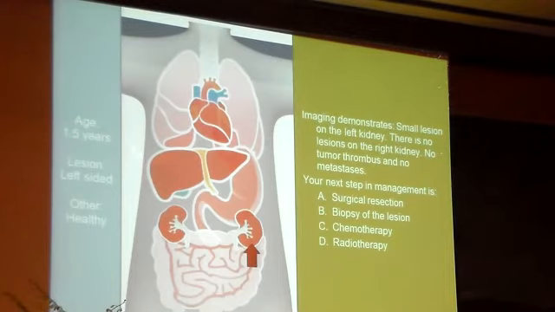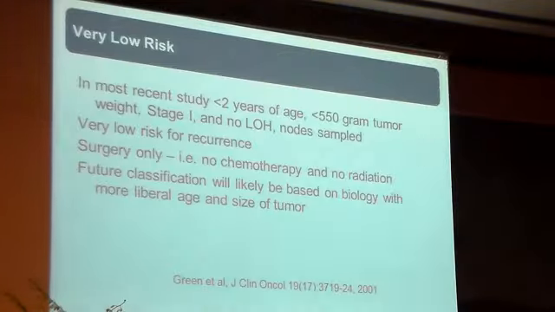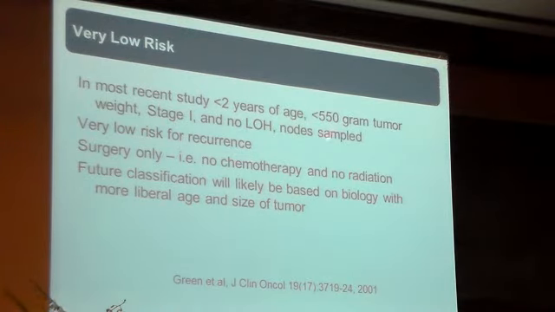What about this child, 1.5 years old, small lesion on the left kidney, nothing else, no tumor thrombus? How would you treat that? Again, it's been shown that kids under 2 years of age, if the tumor is less than 550 grams, this is stage 1 tumor, there's no loss of heterozygosity and the nodes are sampled and negative, those are very low risk patients for recurrence. So the only treatment that is required is surgery without chemotherapy.